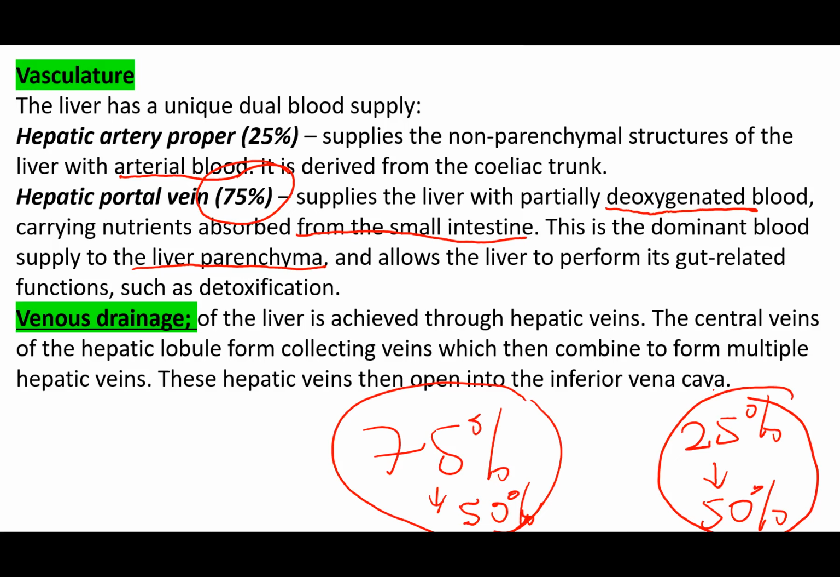The venous drainage of the liver is achieved through hepatic veins. Okay? The central veins, if you remember in that hexagonal shape of the hepatic lobule, form collecting veins, which then combine to form multiple hepatic veins. These hepatic veins then open into the inferior vena cava. Don't forget, there is the left, the right, and the middle hepatic vein.